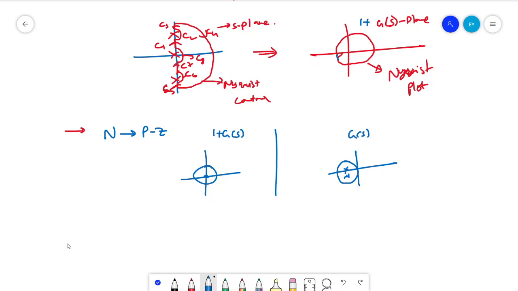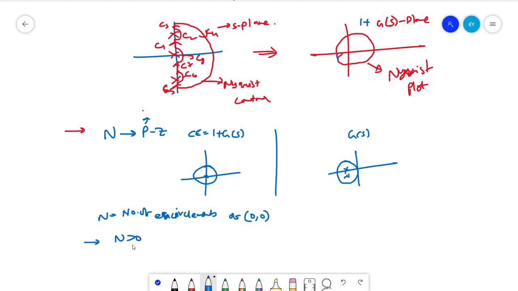Okay, so n is the number of encirclements for the 1 plus G(s) characteristic equation. If you are considering the CE, then n is the number of encirclements of (0, 0), that is, at the origin, right? And if n is greater than 0, that means P will be greater than 0. P is greater than 0: the number of poles will be greater than the number of zeros.